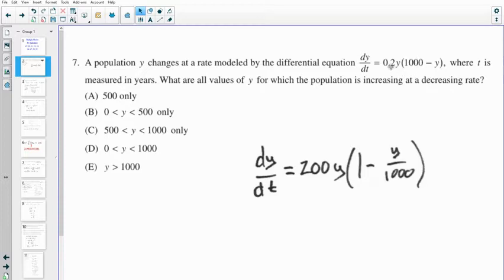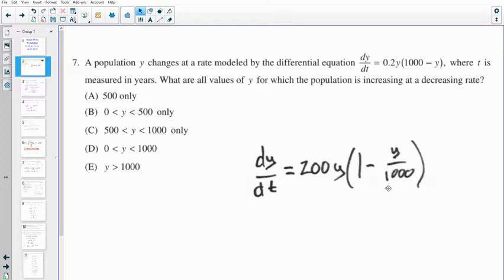If I factor 1,000 out of this expression, I get this, which is in our standard logistic differential equation form. And I don't know how else we would do this problem. I guess plugging in values and seeing where the second derivative was negative or something like that. But this is a case where recognition of the logistic differential equation form is really nice because once I have it in this form, I know that my carrying capacity is 1,000.